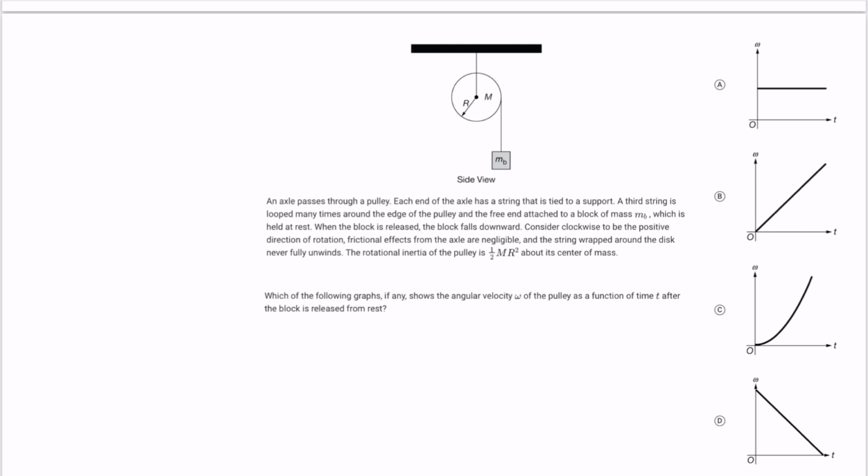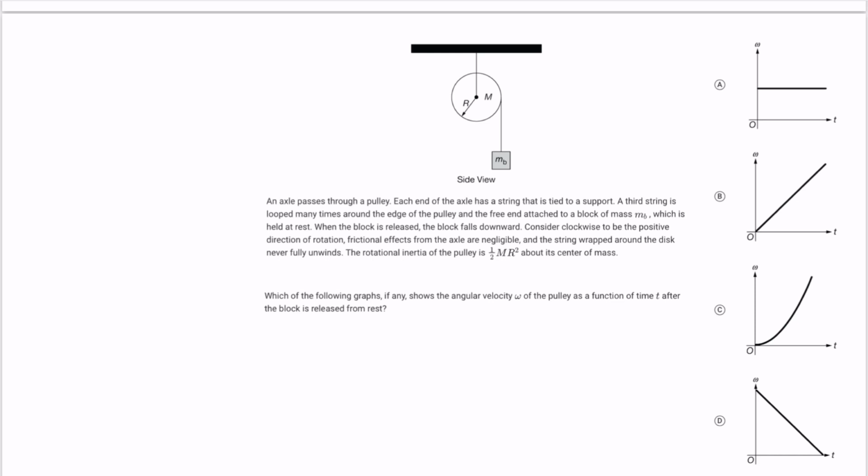It is currently being held at rest, but when the block is released, the block will fall downward. It's going to fall downward due to the force of gravity, by the way. So keep that in mind, because that's important for the question. Consider clockwise to be the positive direction of rotation. Frictional effects of the axle are negligible. That's good to know. And the string wrapped around the disc never fully unwinds.